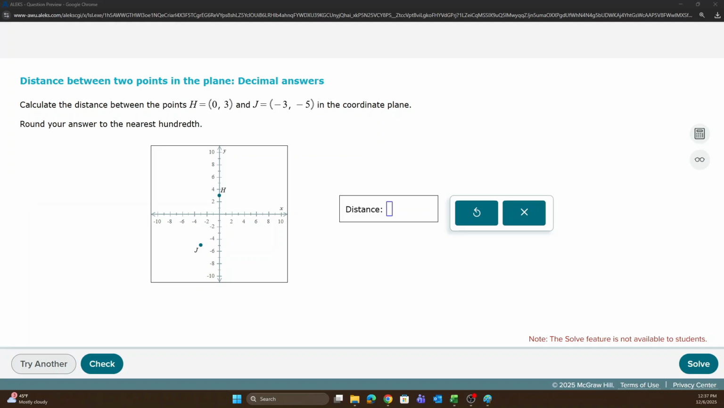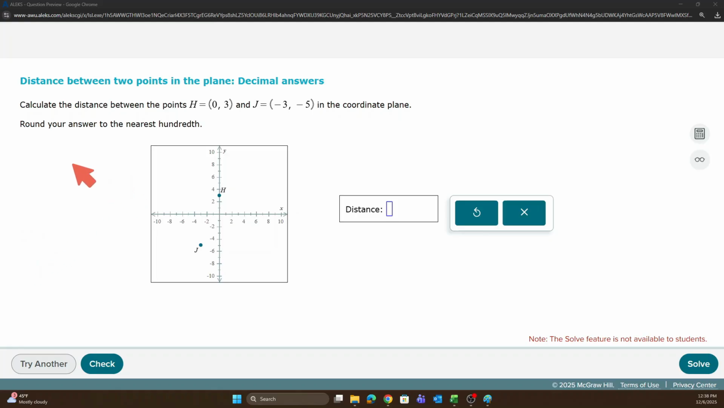All right, here we are trying to calculate the distance between 2 points. We have a point h at 0, 3, it's this one, and j at negative 3, negative 5, which is this one. And what we're trying to do is find the distance between the 2 points. To do that, we're going to be utilizing our Pythagorean theorem. Actually, no, hold on. Let me redo this problem from scratch. Take 2.